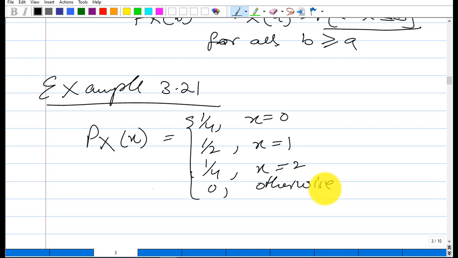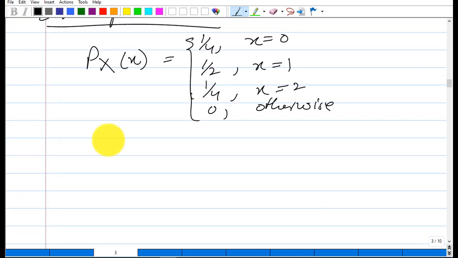And if you plot it, that's quite simple. So it is 0, 1, 2, and say this is 1 by 4, say 1 by 2. So this is P_X(x). At 0 it is 1 by 4, at 1 it is 1 by 2, and at 2 it is again 1 by 4, and the rest is 0.